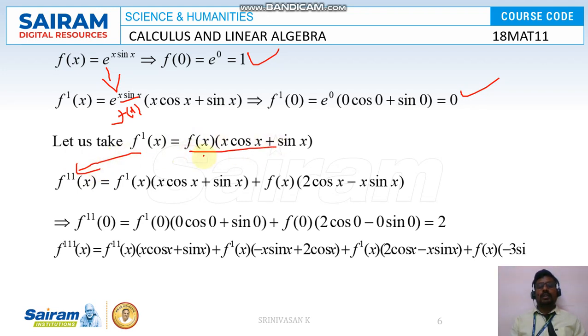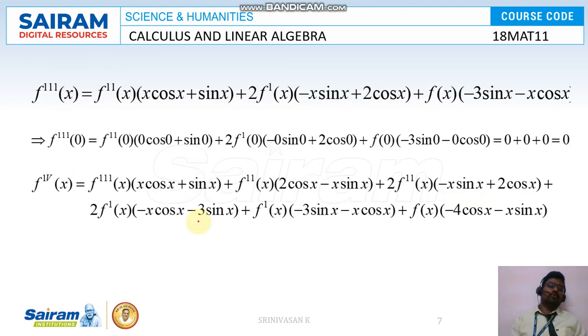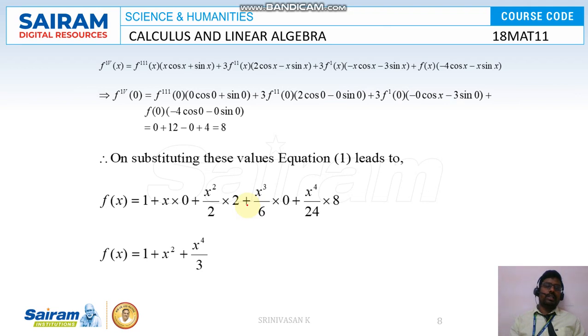So this is the uv method. Differentiate: take the second term, plus this term and this term, differentiate, and substitute x equal to 0, and we'll get 2. Similarly, f3 of x and f4 of x. Apply the uv method and substitute x equal to 0, and we'll get the solution.